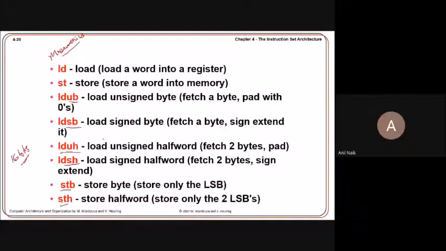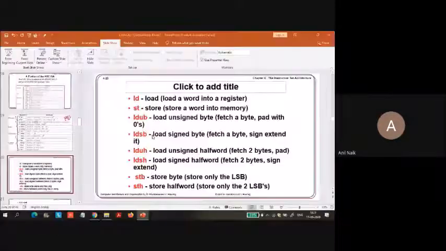So these slides you will get from here. You can see at the bottom, Murdocca Heuring. This is the textbook Computer Architecture and Organization by Murdocca. This PPT you will get from the internet. I can even share it in the Google Classroom also.